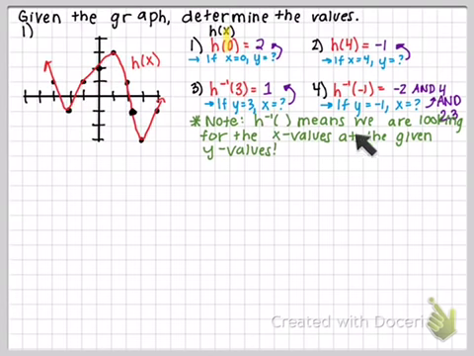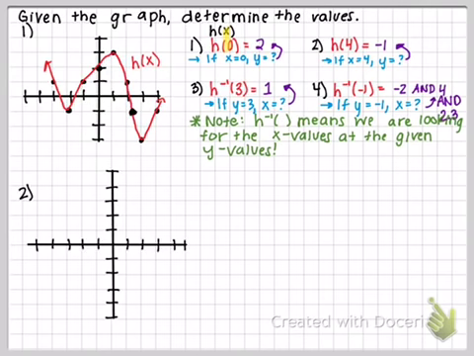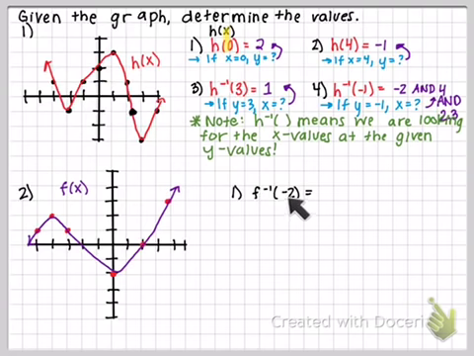So this inverse function means we are looking for the x values at the given y values. So this is just telling you there's a y instead of an x, and now we're going to be looking for the x values. That's all that means. So let's do one more example. If this is your f of x line, let's first look for the inverse function for -2. So this is telling me that y equals -2 because it's an inverse function.